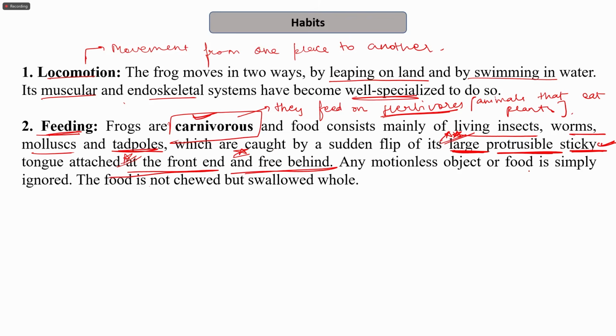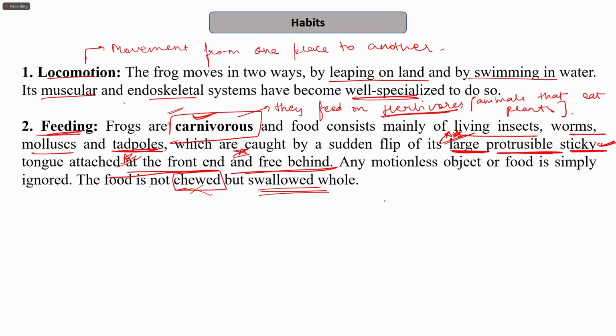Any motionless object is not caught. The food is not chewed. We know that in cockroaches, the feeding habit was chewing and biting type, but in frogs, the food is not chewed, but is swallowed as a whole. So this is very important. The feeding in frogs is carnivorous.